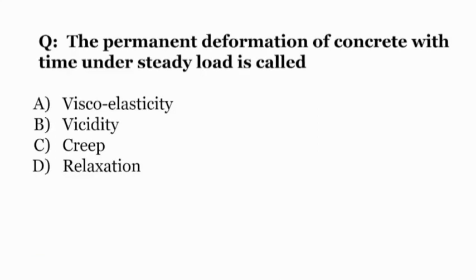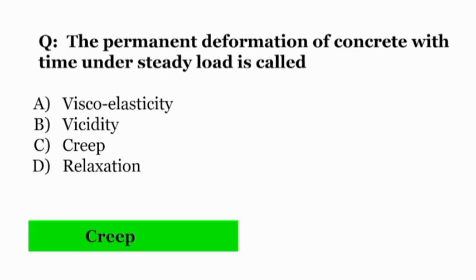The permanent deformation of concrete with time under steady load is called as option A, viscoelasticity, option B, viscidity, option C is creep and option D is relaxation. The correct answer is option C, creep.